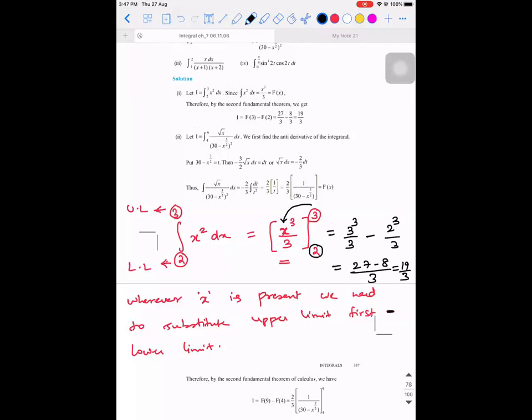So the meaning of this 19 by 3 is that the curve x squared between x equals 2 and 3 is making an area of 19 by 3 square units. I will show you diagrammatically, don't worry about it. Commerce students, I just want you to answer, are you clear with this? Yes, sir. Clear, right? So, make a note of it.